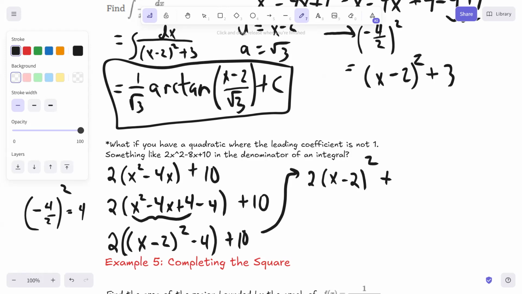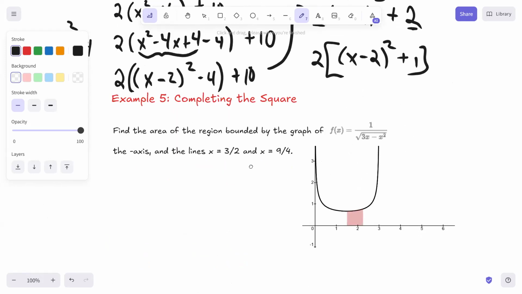plus 2. All right, so the minus 4 comes out as a minus 8. You add it to the 10, and you would get plus 2. And then you could actually even factor that 2 out and get 2 times x minus 2 squared plus 1, like that. Okay, so that's how we handle a situation where the leading coefficient is not 1.